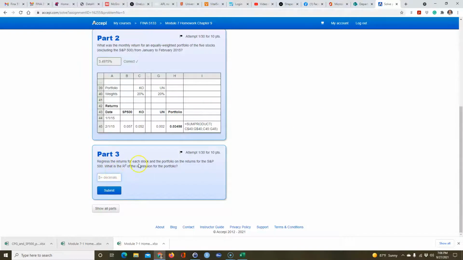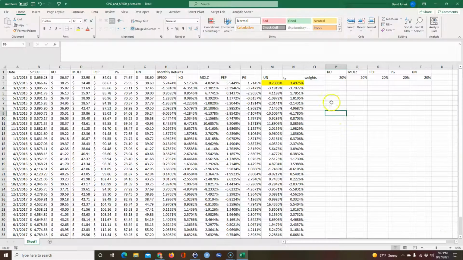It says, regress the returns for each stock in the portfolio on the returns for the S&P 500. What is the R squared for the regression of the portfolio? Okay, so we could go here, R squared. And I'm going to put portfolio over here too.